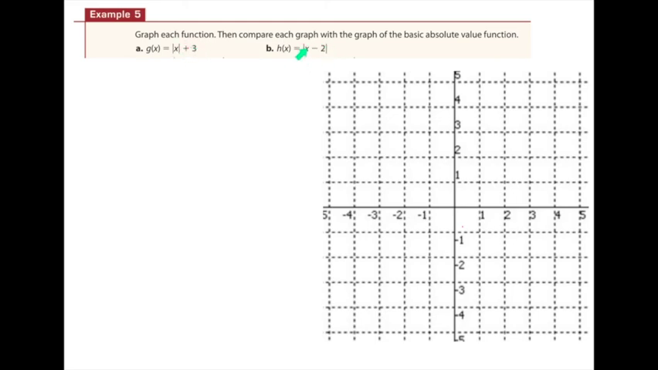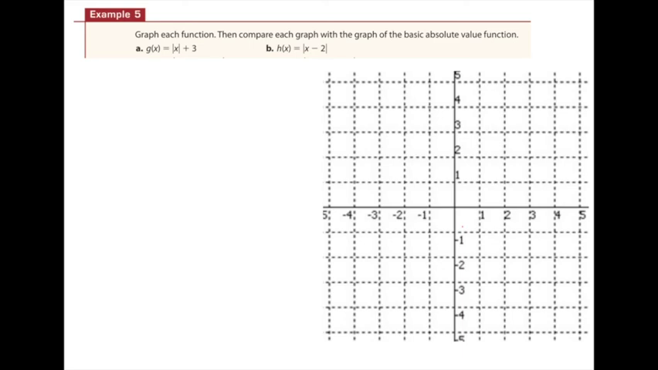When you have something on the inside of the absolute value, it's actually going to move it left and right. But on the inside, it does the opposite of what you would think. You would think negative here would move you left. It doesn't. It would actually move you right. So when it's on the outside, it goes up and down exactly how you think it would be. Positive up, negative down. When it is on the inside, it moves it opposite, left and right. Positive left, negative right.